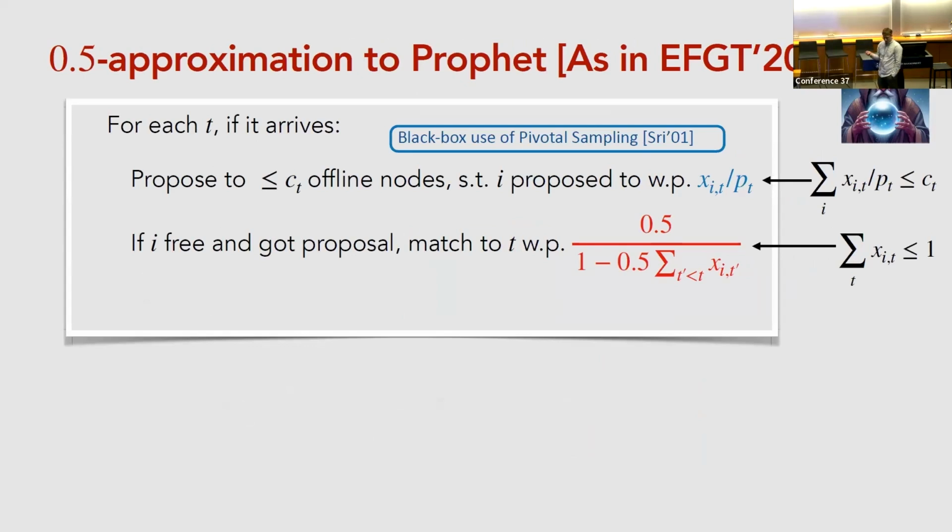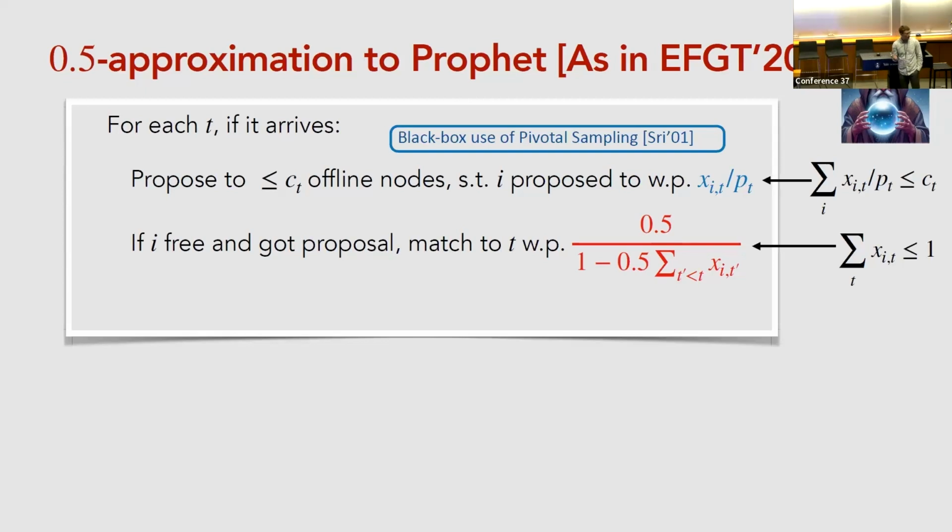For each T, if it arrives, we propose to at most CT, the capacity number of offline nodes, such that each I is proposed to with probability XIT over PT. These XIT over PT are numbers that sum to at most the capacity CT. We can do this step with a black box use of a known algorithm called pivotal sampling. The details are not important for this talk, so you can just think of this as a black box call that has that property. Then if I is free and got a proposal, we match it to T with this red probability, which is 1/2 over 1 minus 1/2 times the fractional degree.